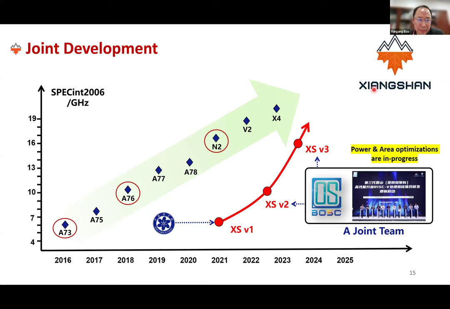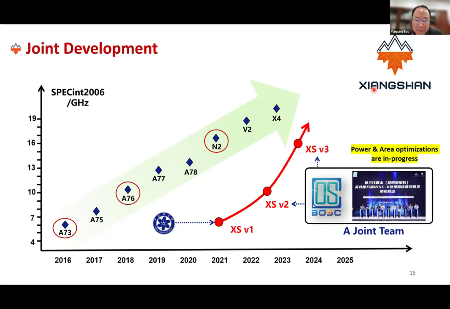There is a joint team developing XiangShan. The first version of XiangShan was launched in 2019 by the Chinese Academy of Sciences. The release of the first version was two years later, in 2021. Since the second version of XiangShan, BOSC is responsible for organizing a group of companies to form a joint team to build the XiangShan project.